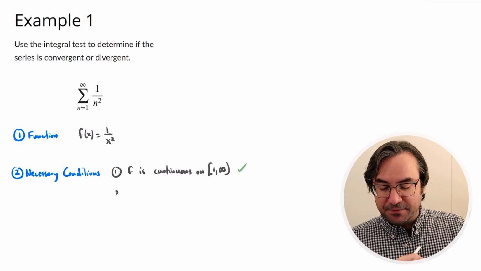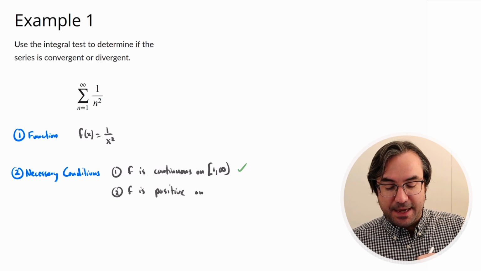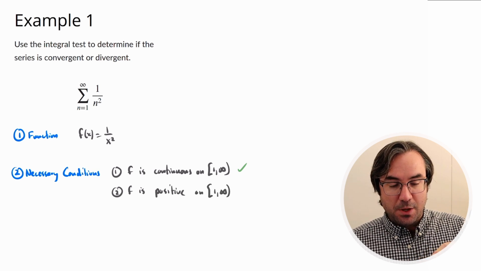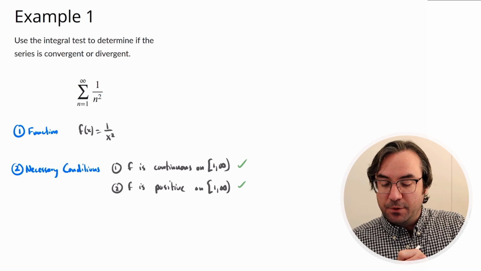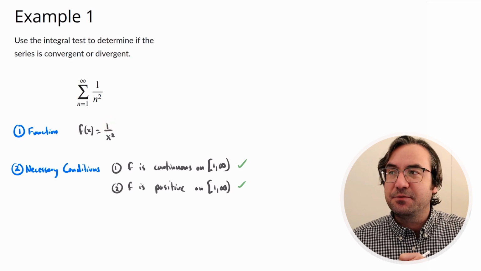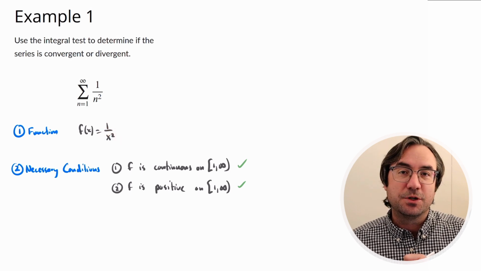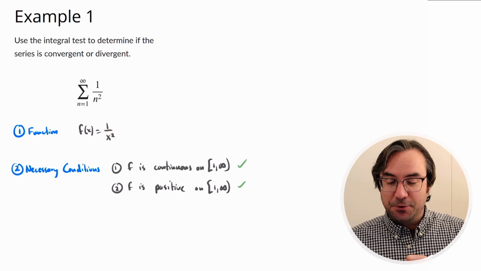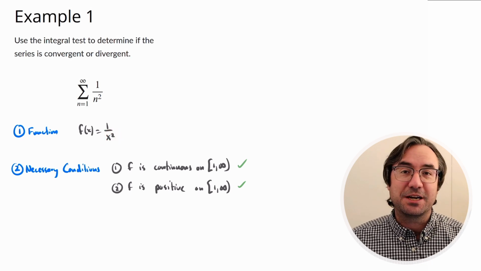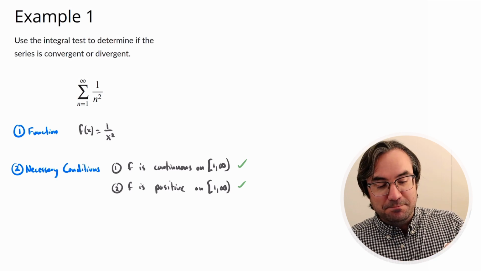Now what about positive? Is f positive on that interval? Well, yeah. Why? If we look at the function, we've got positive 1, and then we're dividing by x squared, and x squared is always positive. So, check. Positive. We got one more.